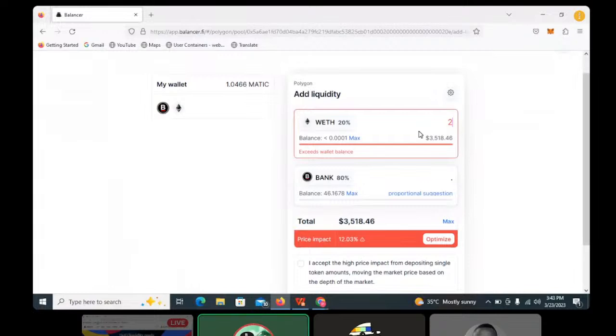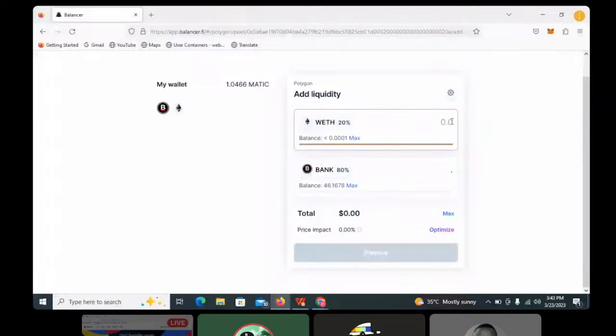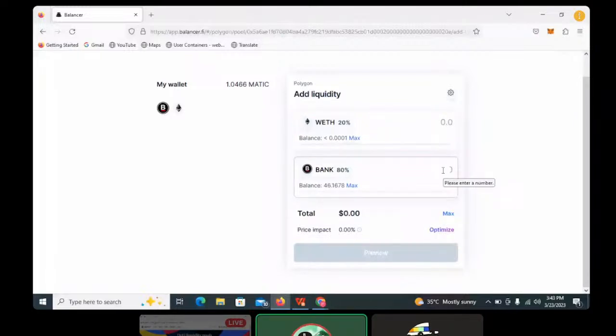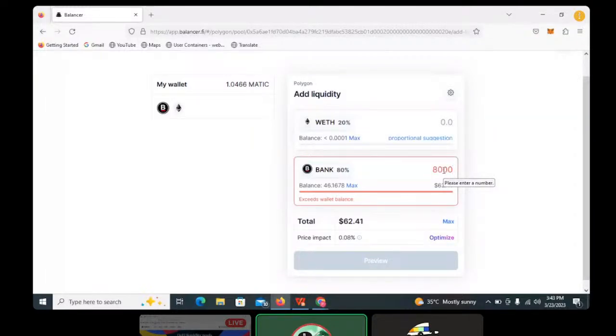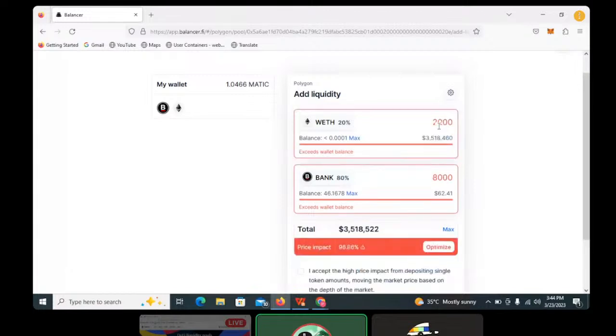Say we are investing, let's say, 8,000 BANK. So 20% of that 8,000 BANK in wrapped Ethereum, that's 1 over 4. So 8,000 divided by 4. That's 2,000. So we'll be having 2,000 wrapped Ethereum, as against BANK. This is an 80-20 ratio, right?